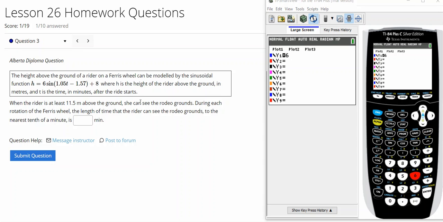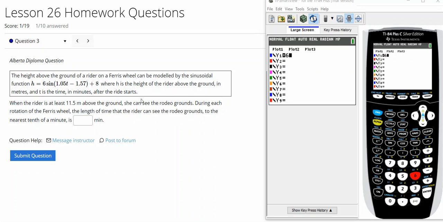Okay, and here, you know what? Let's actually read this first. It says, the height above the ground of a rider on a Ferris wheel can be modeled by the sinusoidal function, and they give us the function, where h is the height of the rider above the ground in meters, and t is the time in minutes after the ride starts. So similar to the last one. But now this time it says, when the rider is at least 11.5 meters above the ground, she can see the rodeo grounds. During each rotation of the Ferris wheel, the length of time that the rider can see the rodeo grounds, to the nearest 1/10 of a minute, is.